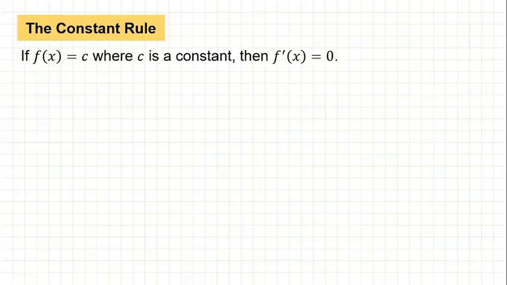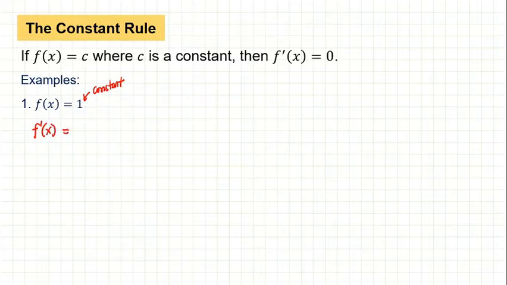Okay? So to better understand that one, let's have the following examples. For number 1, suppose we have the function f of x equal to 1. Now take note, 1 here is a constant, right? So therefore, we can apply the constant rule. And the constant rule states that the derivative of any constant is equal to 0. Therefore, f prime of x now is equal to 0. So this is now the derivative of this function f of x equal to 1.